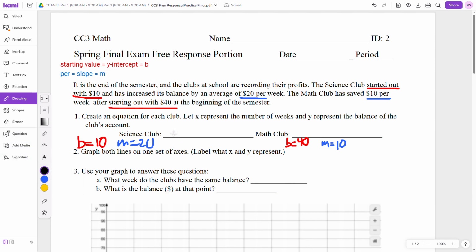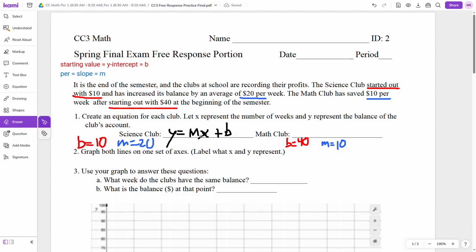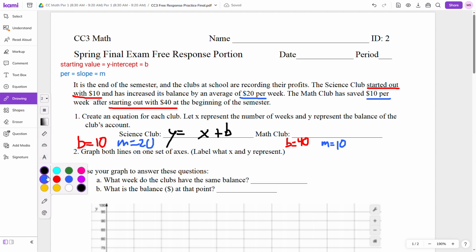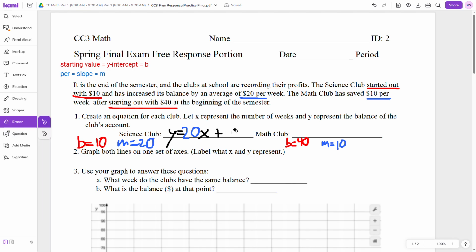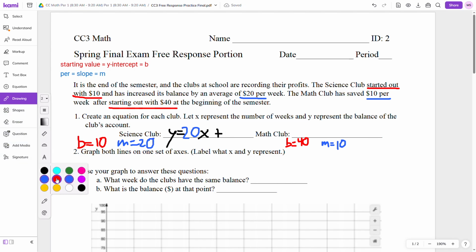Okay, so they want a linear equation for each of these. A linear equation would be y equals mx plus b, and we're just going to replace some of these letters with what we got. For this one here, m we know is 20, so I'm going to write in 20. b we know is 10, so I'm going to add a 10.